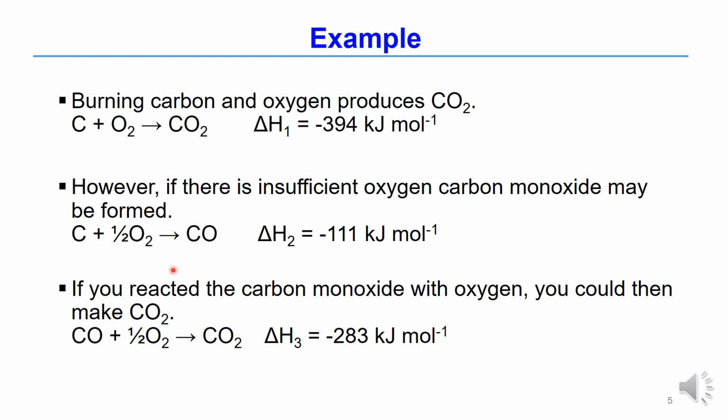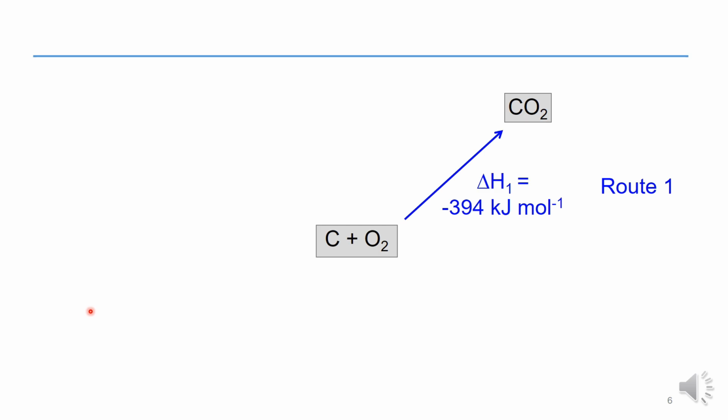Let's look at the example. This is the equation for delta H1. This is the equation for delta H2. And this is the equation for delta H3. So from the equations given, we can construct an energy cycle.